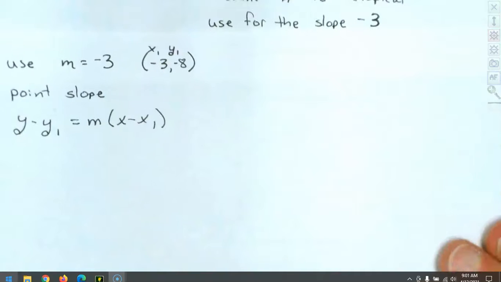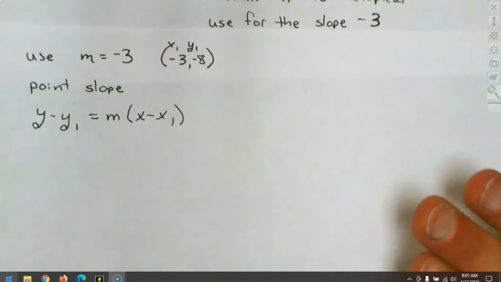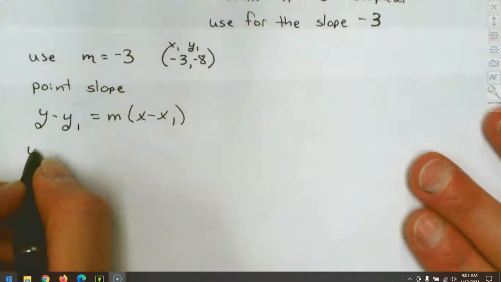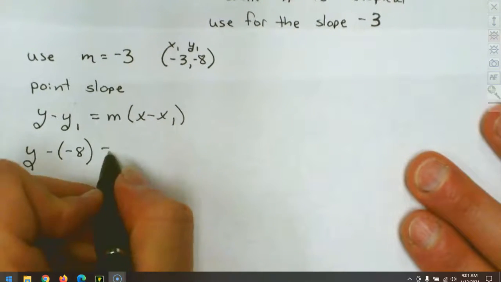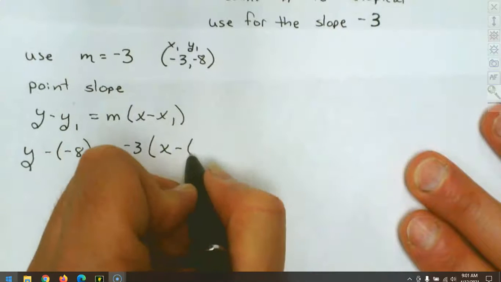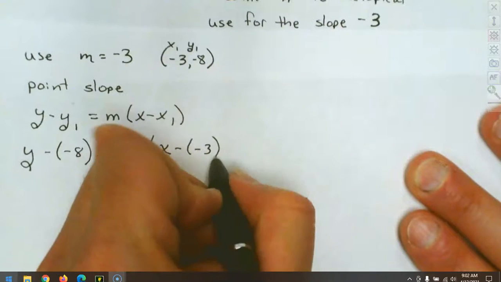So what did we do? We found our slope. Okay, we've got our slope and our point. Now we can use our point slope formula. So follow the directions, just like a recipe. So we'll go ahead now and plug our values in. So we've got, watch out for double negatives, y minus a minus 8 equals minus 3 times x minus a minus 3 here, right?